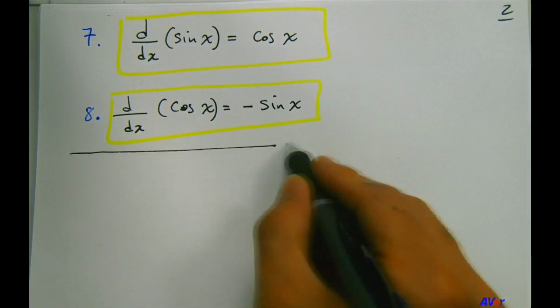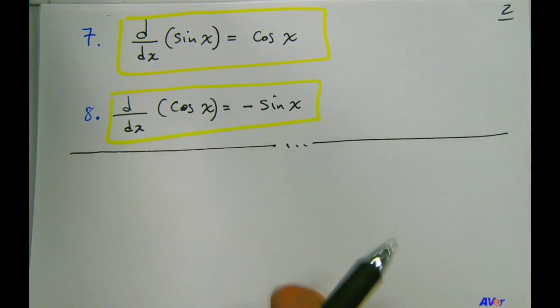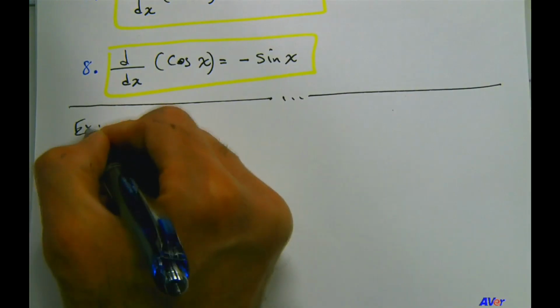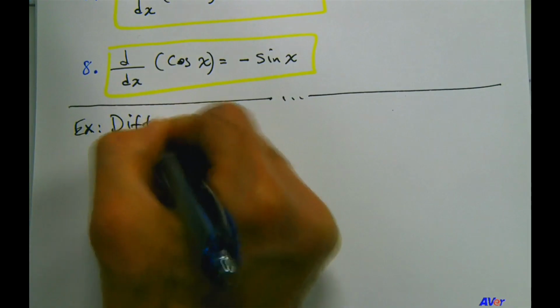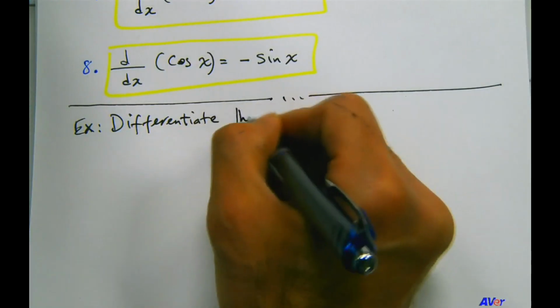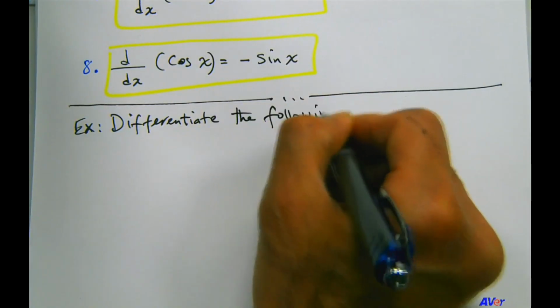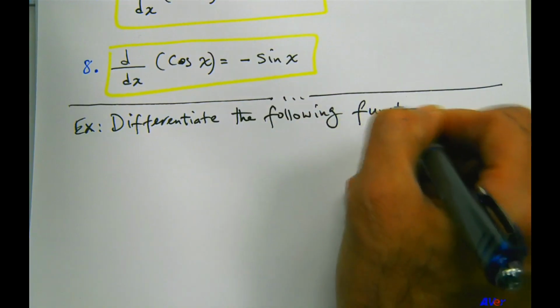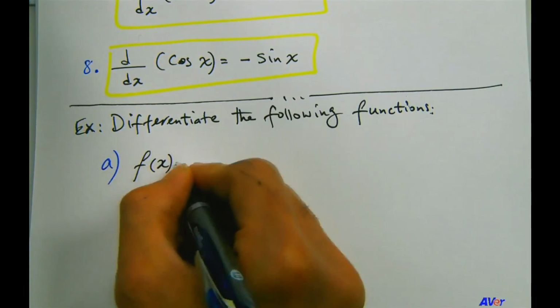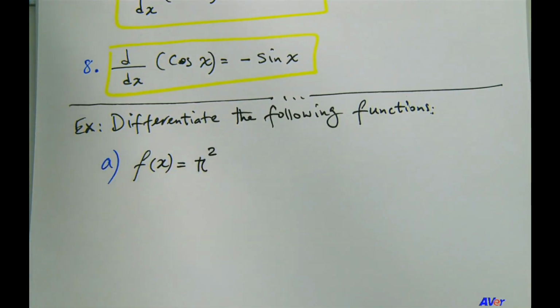Okay, so let's just apply what we've learned so far, these techniques, to different examples. Examples always help, don't they? So here we want to differentiate the following functions. What if we have a function that is f of x equals pi squared? So what do you think? What would be the derivative of this function?